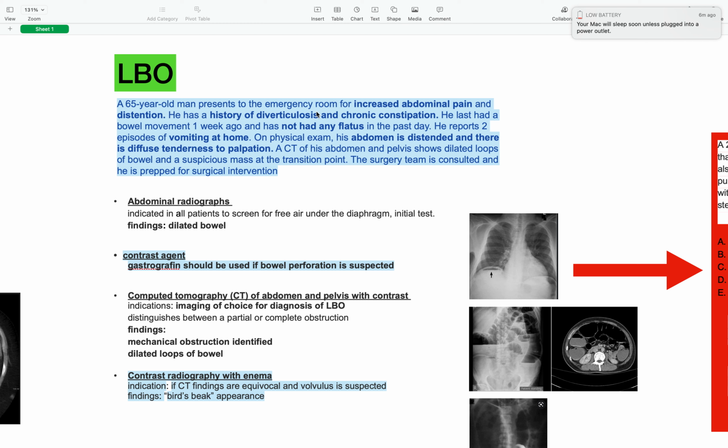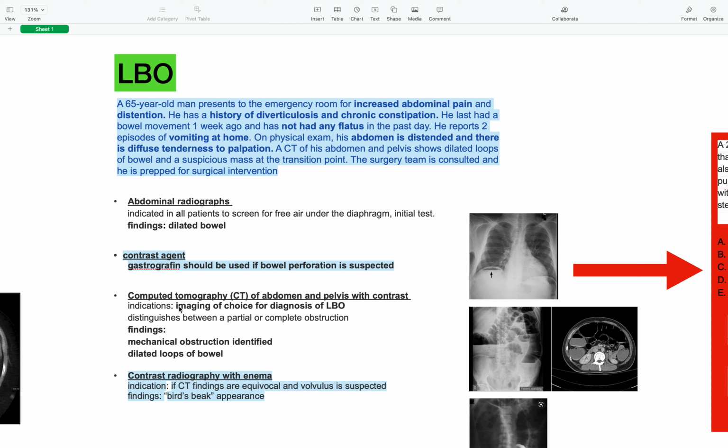On physical exam, his abdomen is distended and there is diffuse tenderness to palpation. A CT of the abdomen and pelvis shows dilated loops of bowel and a suspicious mass at the transition point. The surgery team is consulted and he is prepared for surgical intervention. So this is a classic large bowel obstruction presentation. So how do you work up? So this patient presents to you in the emergency department. What would you do? You would definitely go for a CT scan.